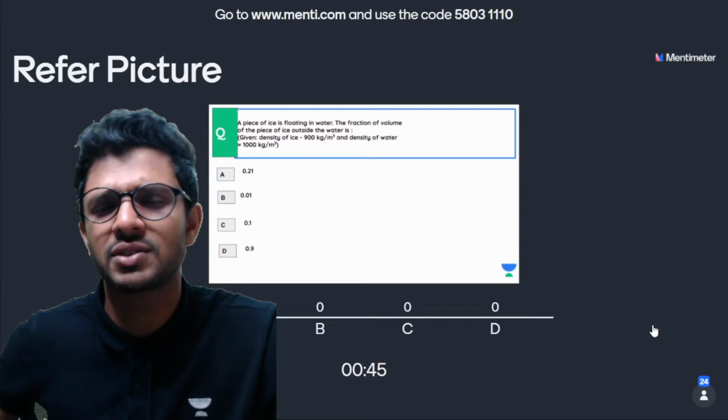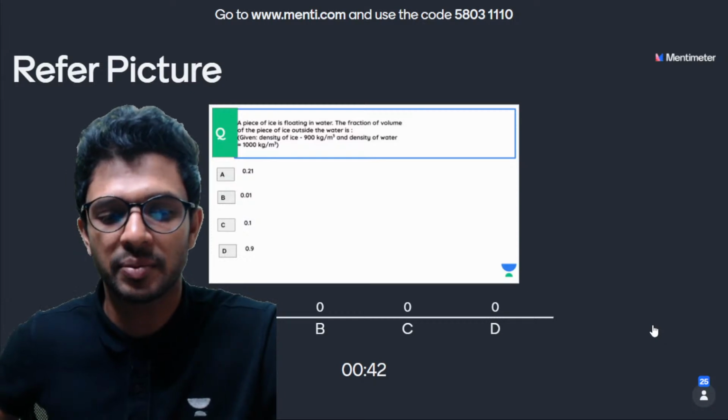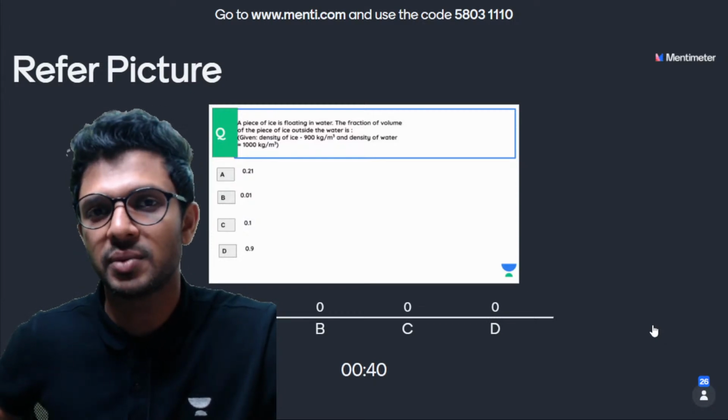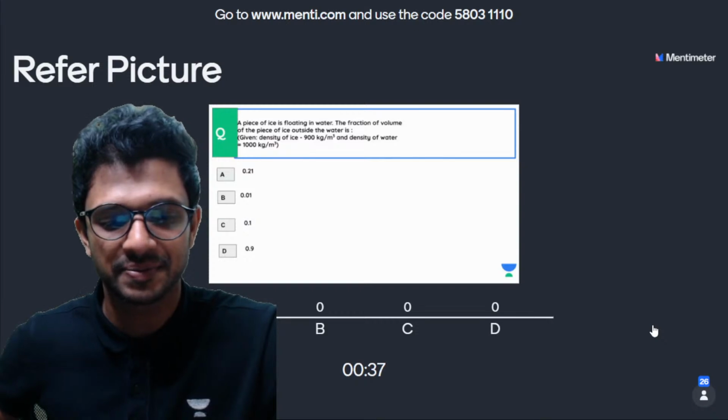Absolutely. Some deleted topics which can be very helpful for learning this particular chapter. That's why I have added the questions from the law of flotation and all those topics.